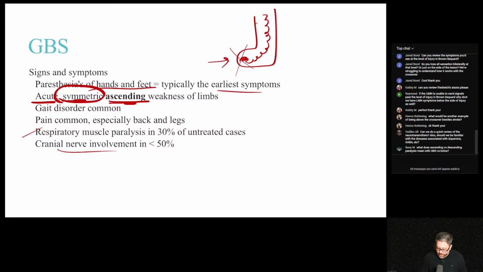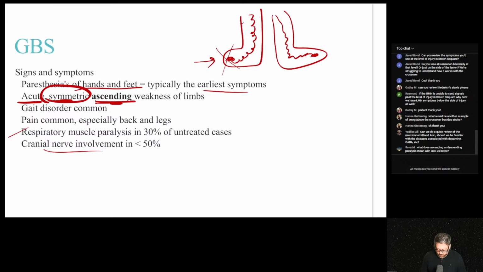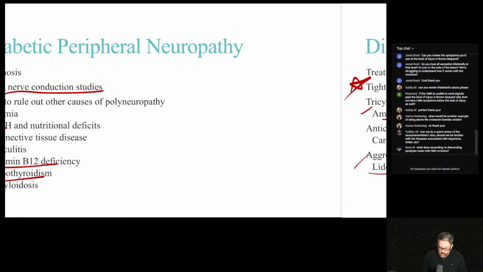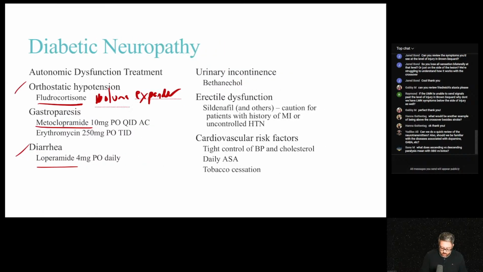It's also symmetrical. So they're going to have it on both feet, and it's going to get worse and worse and worse going all the way up. So that is Guillain-Barré. So make sure you know that Guillain-Barré is a symmetrical ascending paralysis. With Botox, go to Botox here.